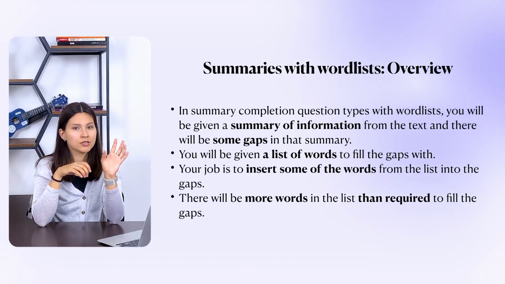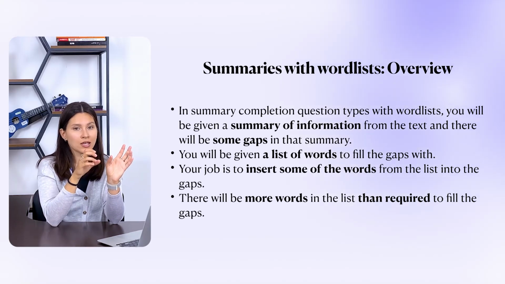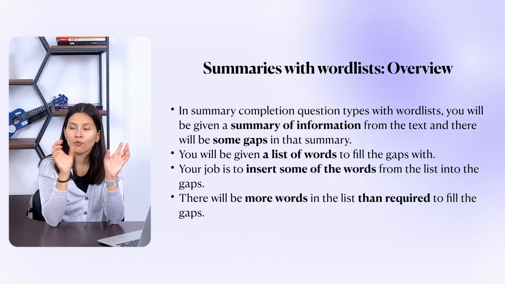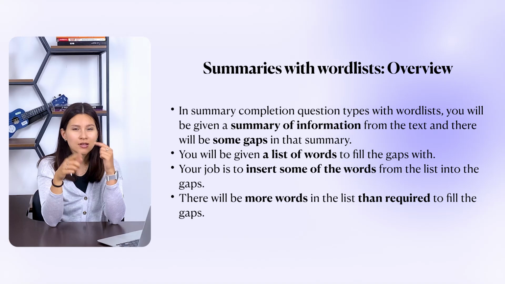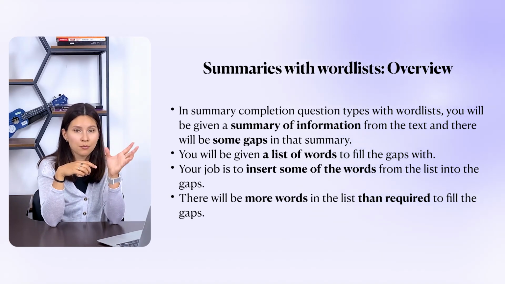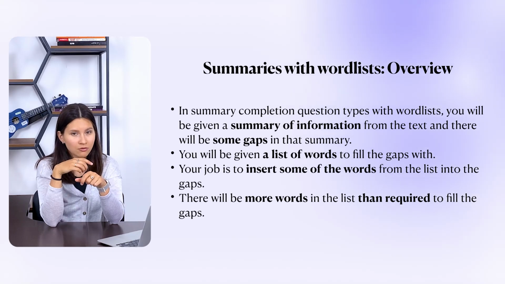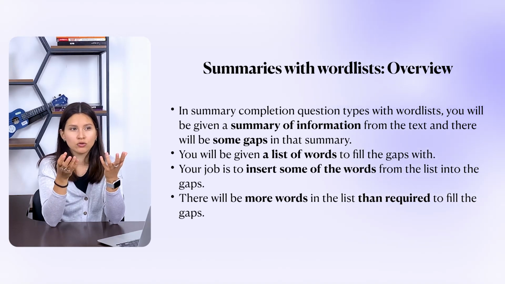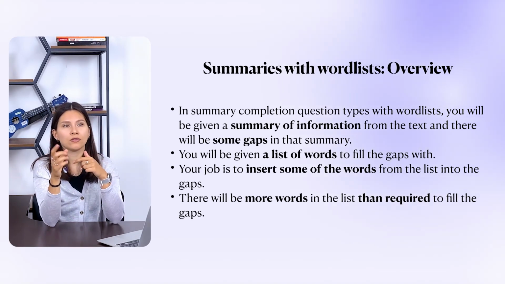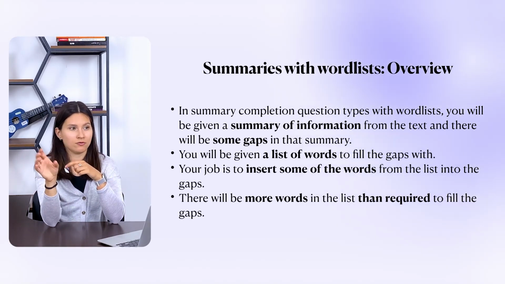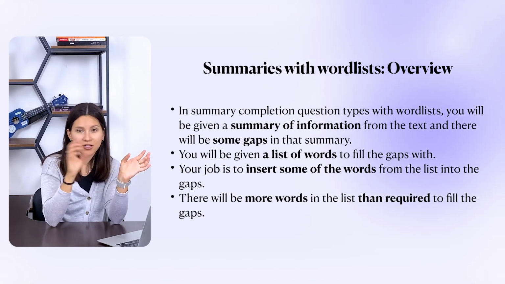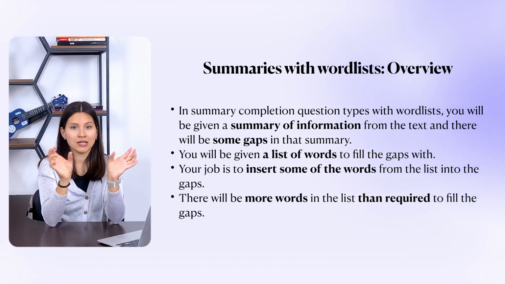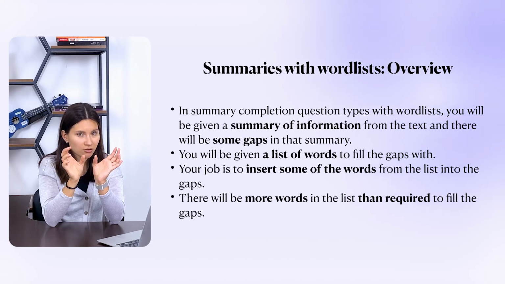But of course, these words from the list are going to be using synonyms of what is given in the reading passage. So it does seem to be more complicated than the regular summary completion task, right? Because it kind of gives you an extra stage of analysis, where you're not only given the passage to find answers, but you have to find the synonyms for the answers, right? And then see if the meanings match.